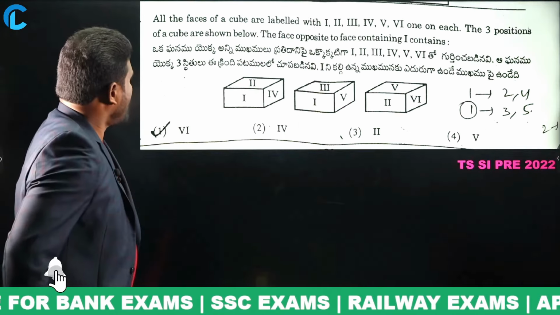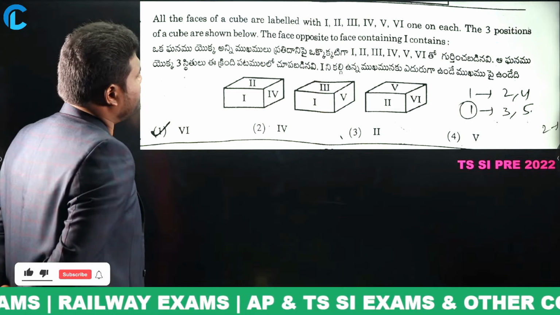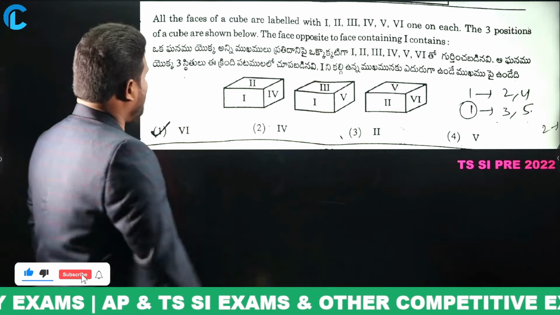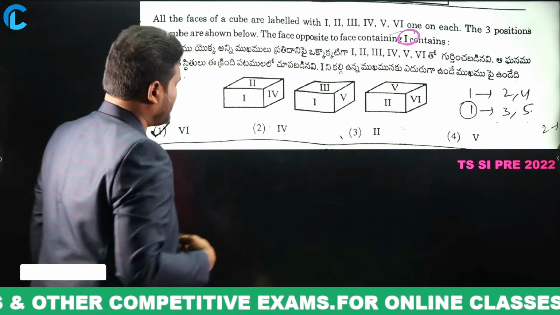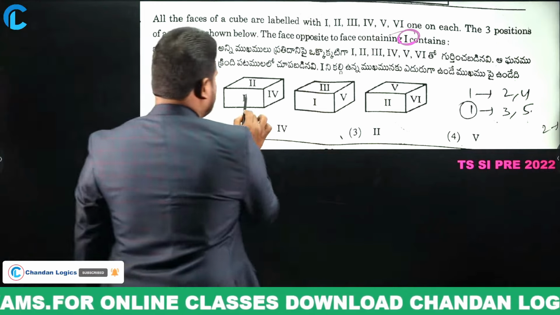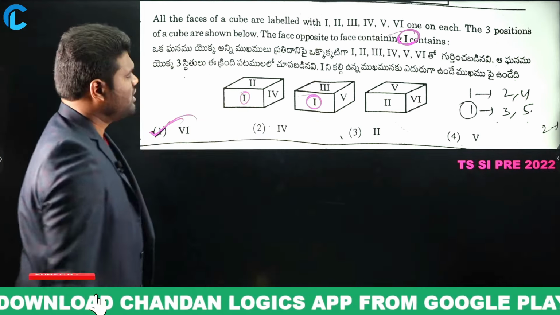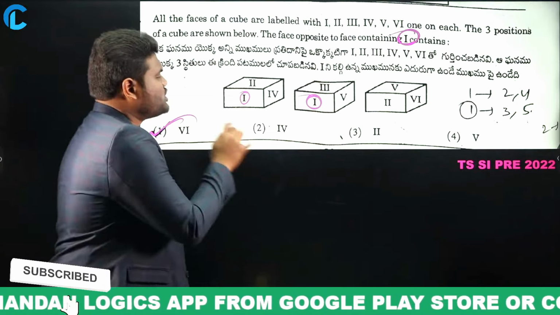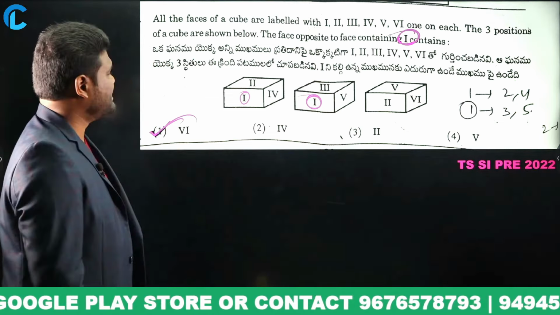Next question. All the faces of a cube are labeled with 1, 2, 3, 4, 5, 6. So they are asking what is opposite to 1. I think the same question we have already solved. Yes or no? In both of these, 1 is common. So what is not visible means 6 is not visible. So 1 opposite is 6.